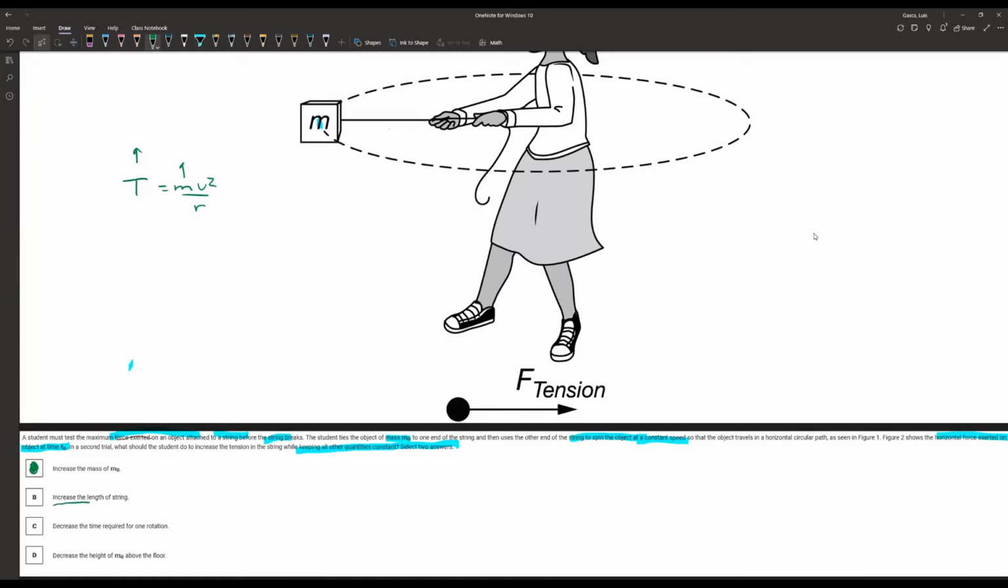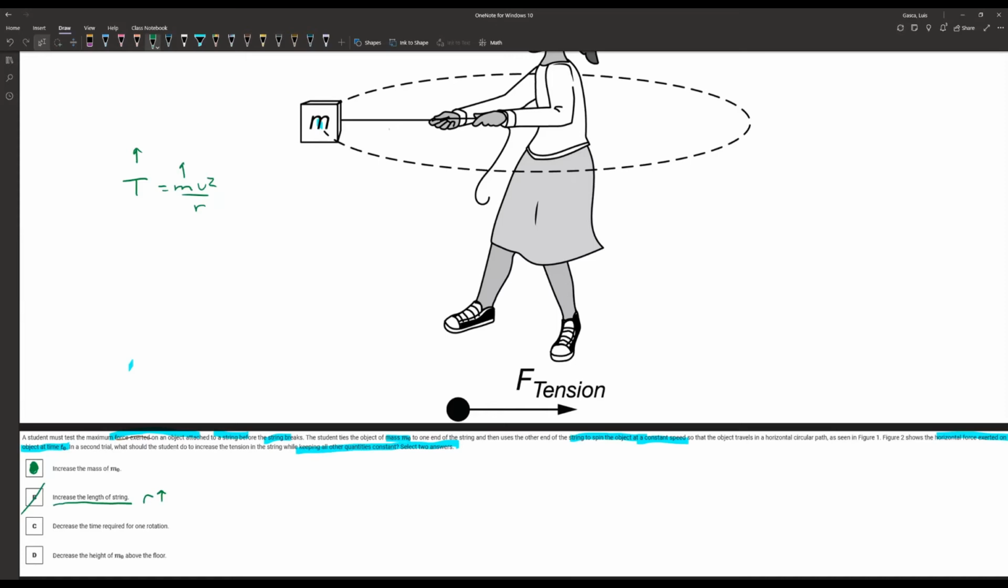If we increase the length of the string, the radius of the path is increasing. If this increases, the tension would decrease. So I don't think we want to increase the radius here. It would be an easier path to maintain. The tighter you make your turn, the harder it is to maintain that turn, and so you're more likely to slip off the road or break the string.